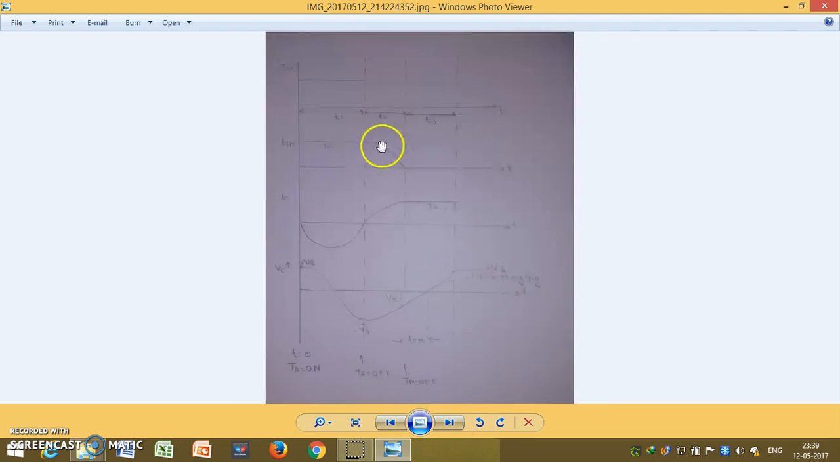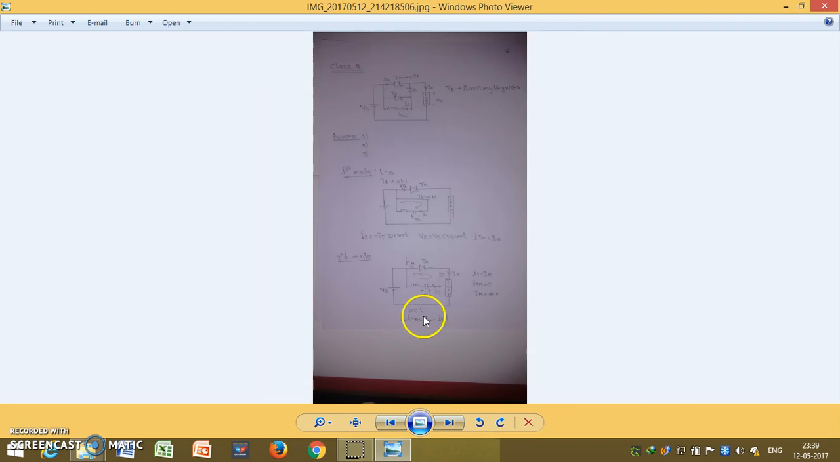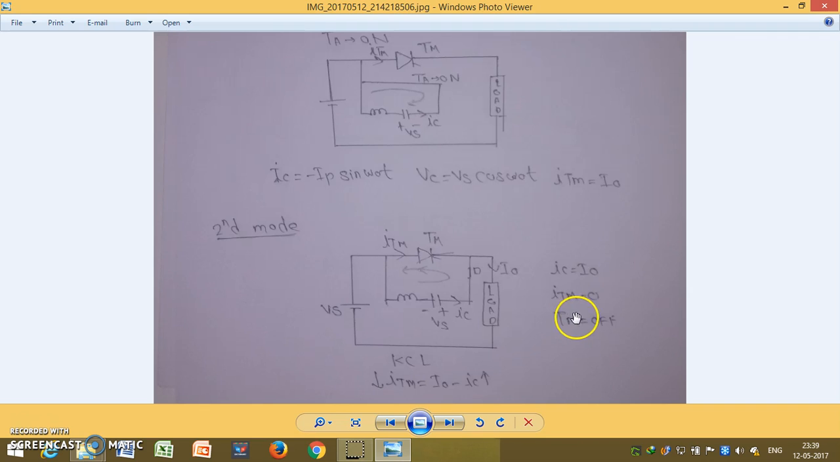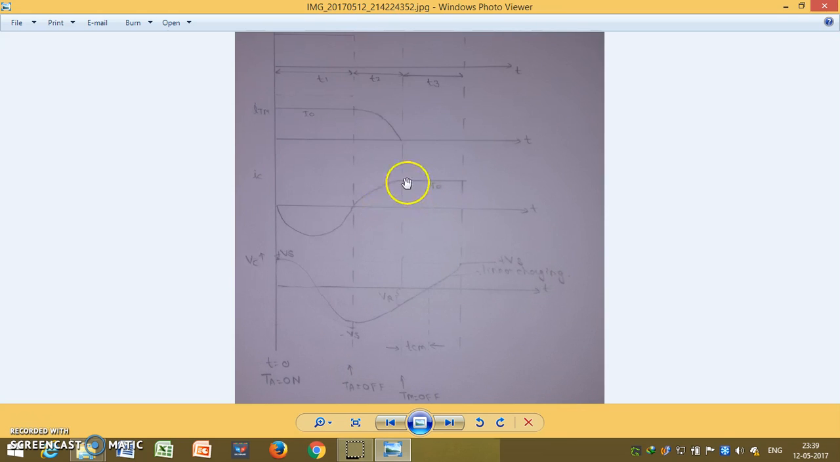After that, we take the point when IC equals I0. At this point, IC equals I0 and this current goes to 0. When IC equals I naught, ITM is 0 and our main thyristor is off. That is our main concept. At this point IC equals I naught and ITM is 0, and it decays due to the LC component.